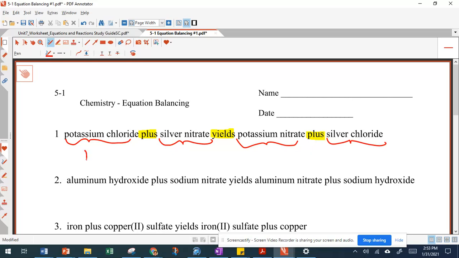So we have potassium chloride plus silver nitrate, yields, that's going to be an arrow, potassium nitrate plus silver chloride. Okay, so that's our equation. So guys, I want you to try a couple of these, and then we'll go over your answers so you can check them.